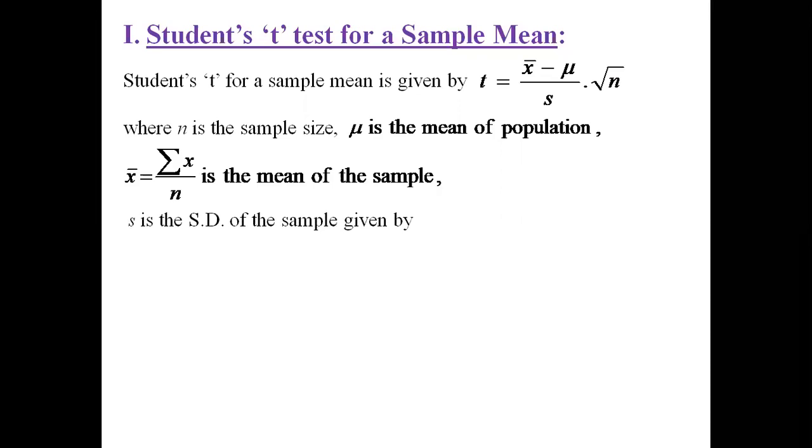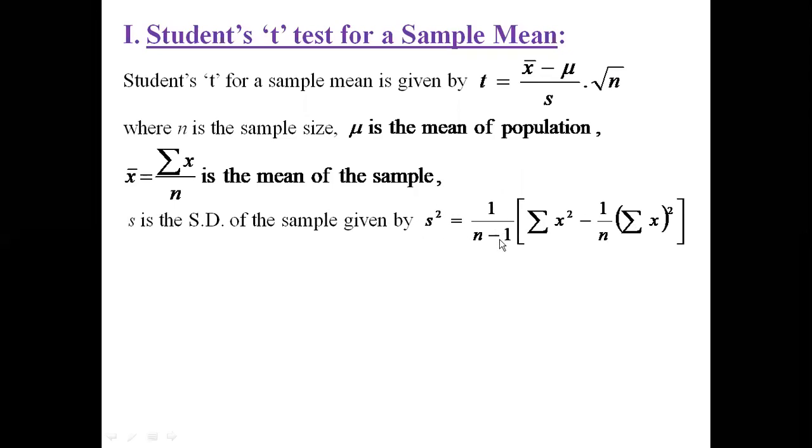S is the standard deviation of the sample, given by S square is 1 by n minus 1 into summation x square minus 1 by n into sum of all x whole square. So S square, the variance value, can be easily obtained, which is given by 1 divided by n minus 1 into summation x square, where we sum up all the square values of the x given in the data, minus sum of all x whole square divided by n, which gives us the variance S square, and taking the square root of the variance gives us the standard deviation S.